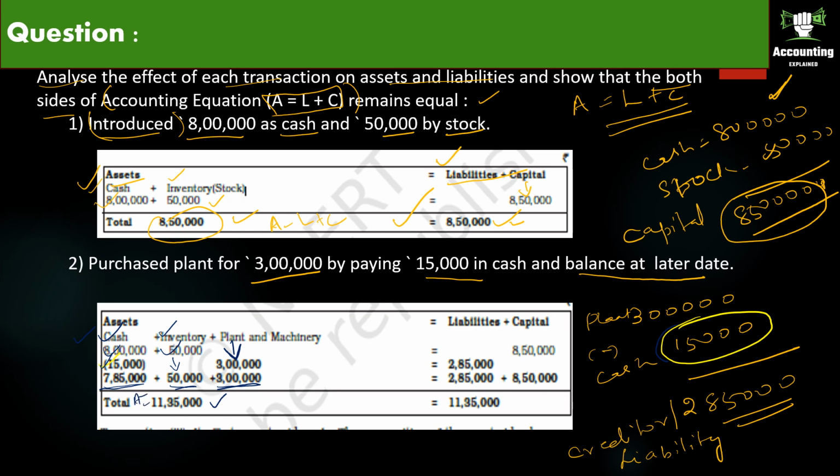Assets. Now let's see. So the creditor or liability has increased to 2,85,000. So you write under liabilities 2,85,000 and you take the capital closing balance from the previous transaction, 8,50,000. So capital remains the same, 8,50,000. 2,85,000 plus 8,50,000 is 11,35,000. So A is equal to L plus C holds good here also.